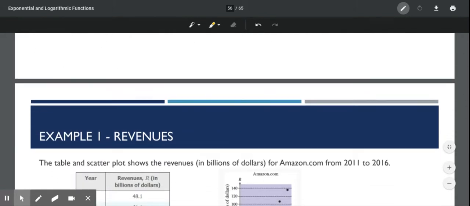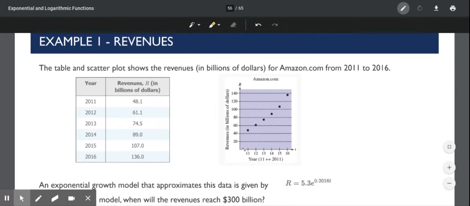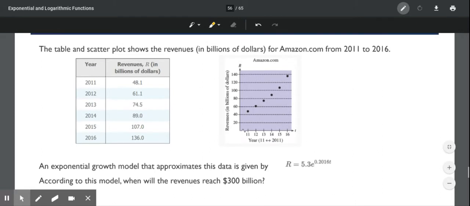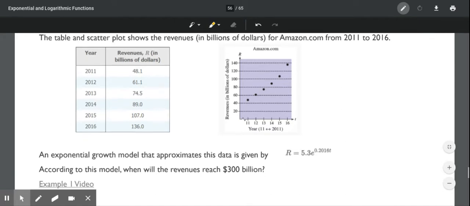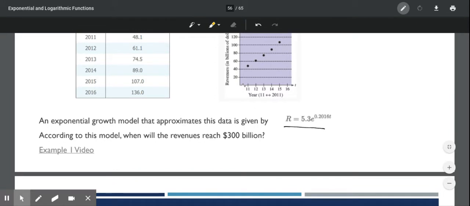So in this section, we're just going to go through a few examples on how we could use these different models. For example 1, we have a table of values, and then we have the plotted points for those values, and this is the revenue for Amazon from 2011 to 2016. We are given this exponential growth model right here, R equals 5.3e to the 0.2016t. And the question is, according to the model, when will the revenues hit 300 billion?